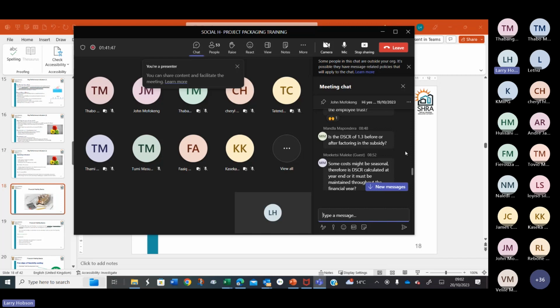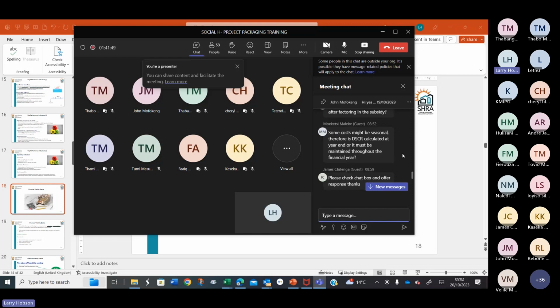Okay. Muketsi asks, some costs might be seasonal, therefore is DSCR calculated at the year end or must it be maintained throughout the financial year? It's more of a long-term measure, but it can be measured in your monthly management accounts. If you put your indicators into your management accounts, there are some SHRs that monitor it on a monthly basis. It's good practice to put these indicators into your monthly management accounts. It's quite easy if you know the formulas, so your finance person can just add them in a note to your management accounts.